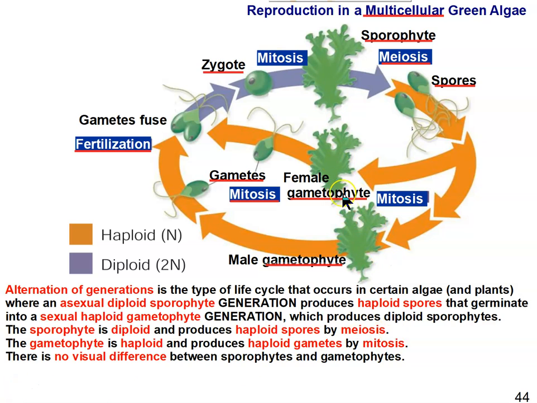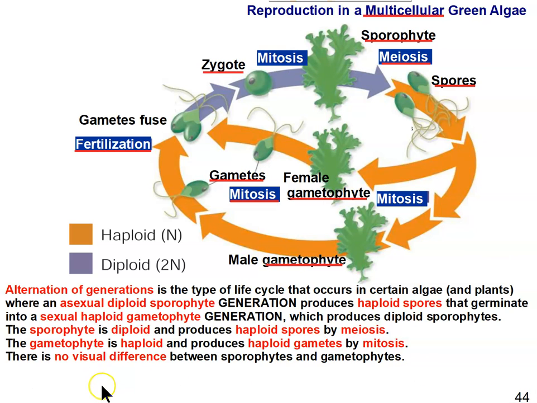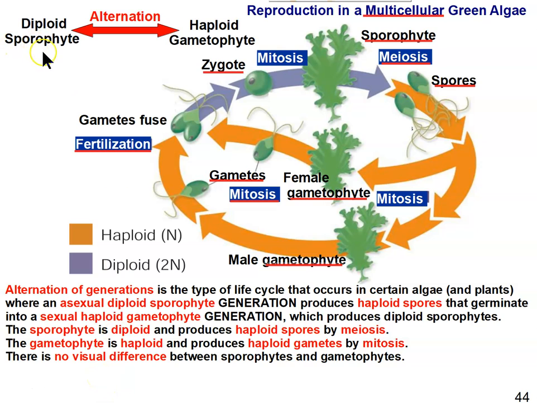So it would be as if your parents are haploid, and remember that humans, all your body cells, are diploid, but this would be as if your parents were haploid and they produce you, and you are diploid, and then your offspring are going to be haploid, and then your grandchildren are going to be diploid. It doesn't work that way in us, but that's what's going on here. The generations are alternating between diploid sporophyte and haploid gametophyte.